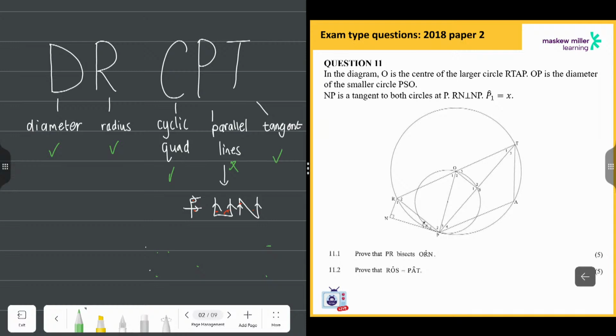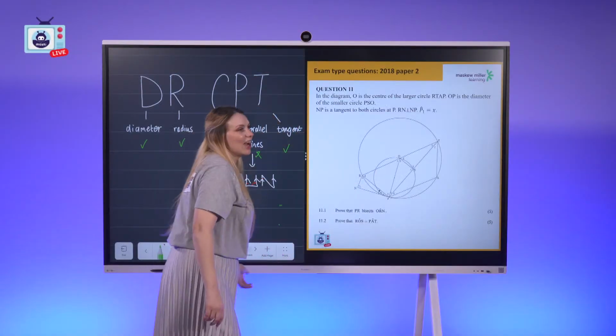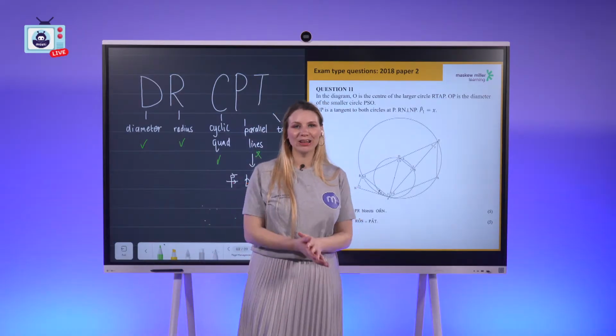All right, grade 11s, I'm going to leave you with that question. Work through it on your own. And I'm so glad to have you here for Euclidean geometry.